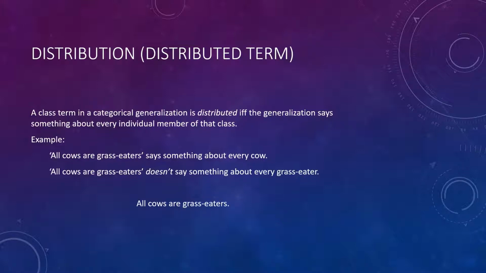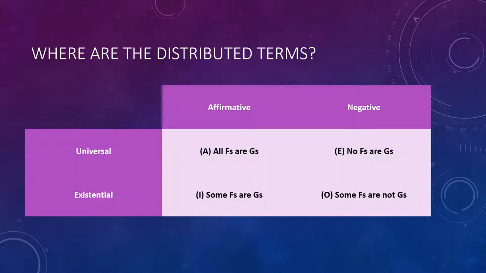We're going to want to keep our eye on those distributed terms when we're applying the three formal rules. So to do that, we'll always circle the distributed terms. In this generalization, the term cows is distributed, and the term grass eaters isn't. So we'll always circle the first term in an affirmative universal generalization. It's important to keep track of all the distributed terms in our four categorical forms.